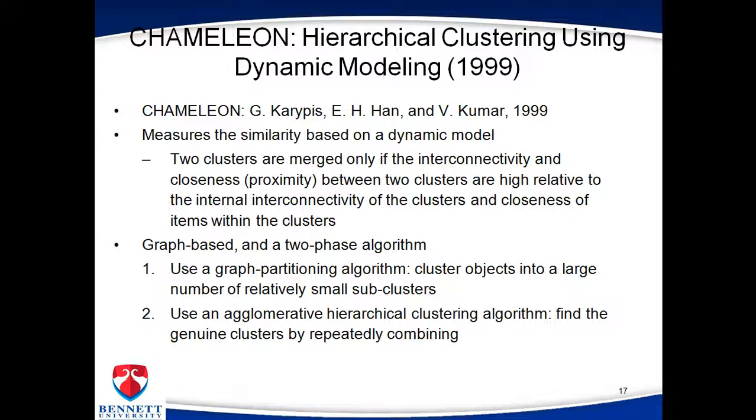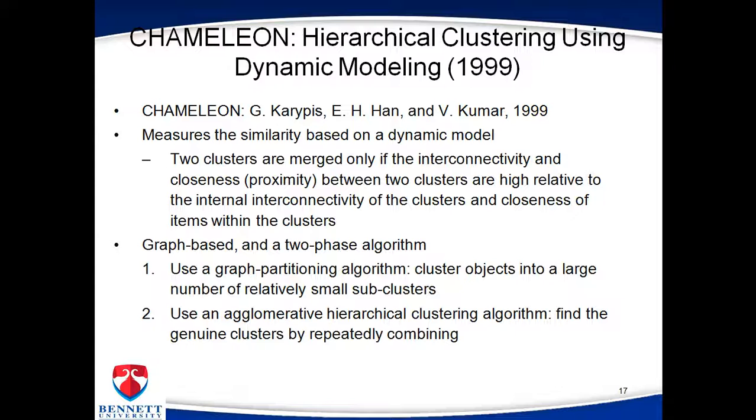Basically, Chameleon is a hierarchical clustering using a dynamic model, and it was given by G. Karypis, V. Kumar and E. H. Han in 1999. So it measures the similarity based on the dynamic model. Two clusters merge if their interconnectivity and closeness, the proximity between the two clusters, are highly related to the interconnectivity of the clusters. So basically, it's a graph-based and two-phase algorithm.